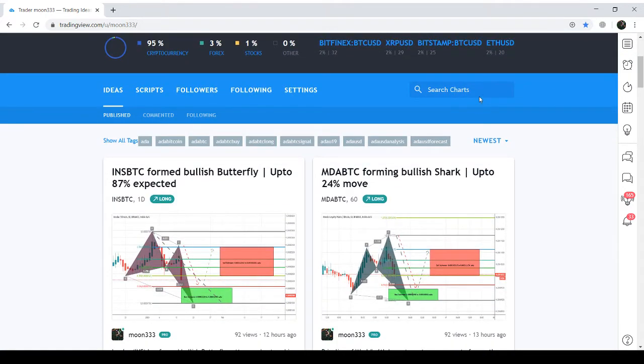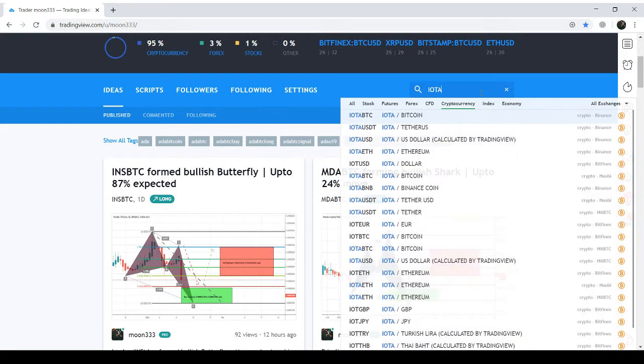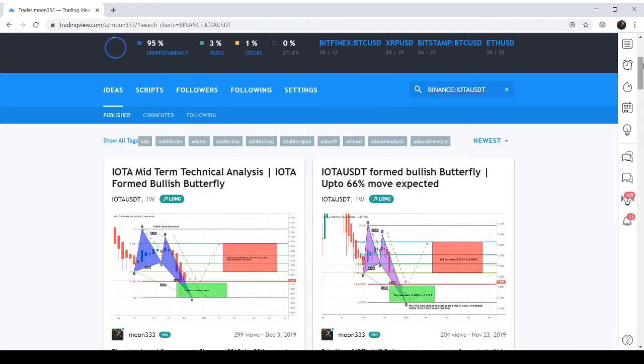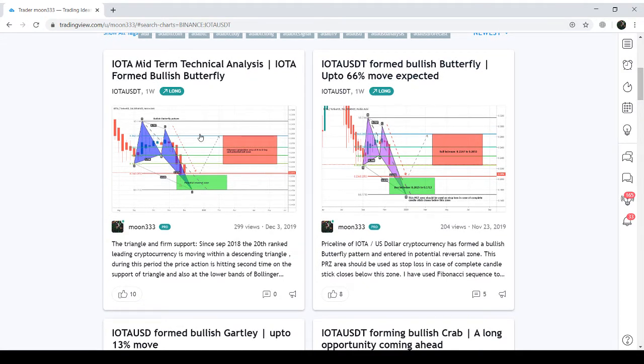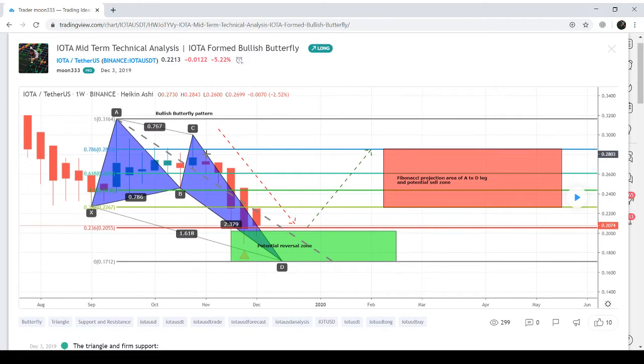In my previous video of IOTA US dollar, I posted this chart where the IOTA had formed a bullish butterfly pattern, and the price action entered the potential reversal zone. I predicted that because the last leg of the bullish butterfly can be from 1.27 up to 1.618 Fibonacci. It can be retraced or extended between this level. So I predicted that within this potential reversal zone, the price action will take the bullish divergence and hit the projection area of the A to D leg, that is 0.382 to 0.786 Fibonacci.